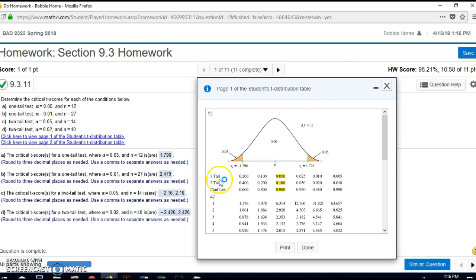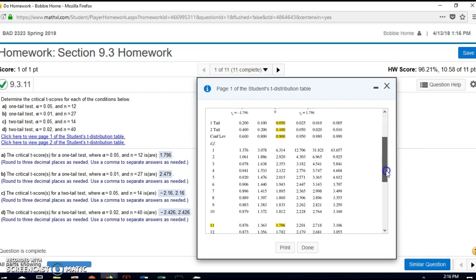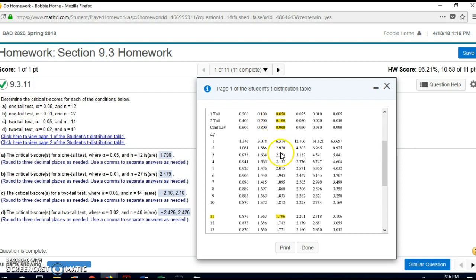So we know it's a one-tailed test. Here's one tail. And we know alpha is 0.05, and we know that n is 12. And so our degrees of freedom is always n minus 1, so 12 minus 1 would be 11. So go to your one tail 0.05 and go down to 11, and there is your critical value.